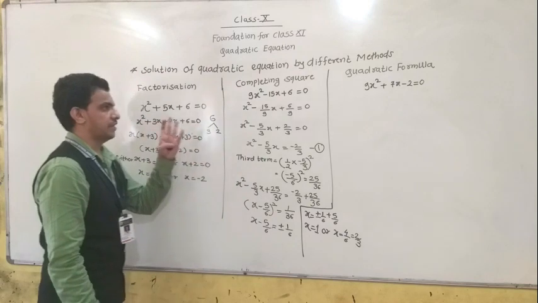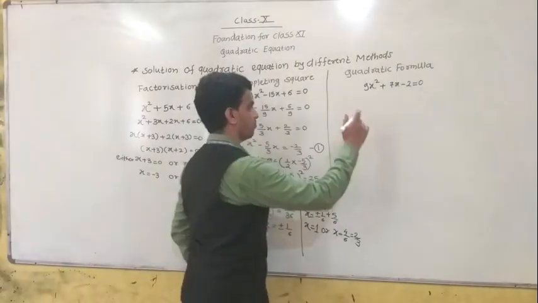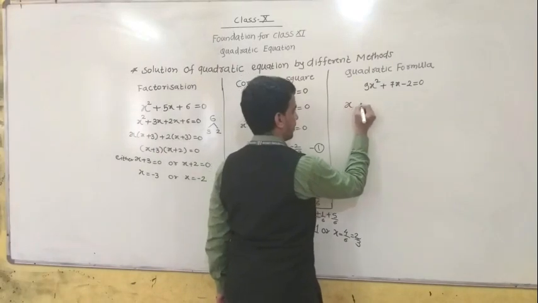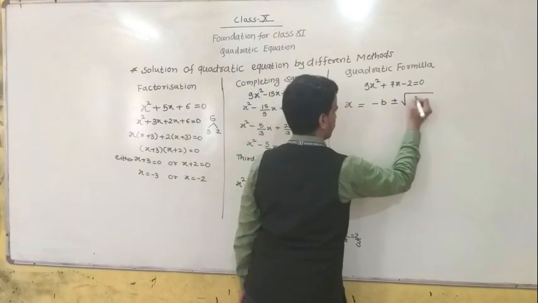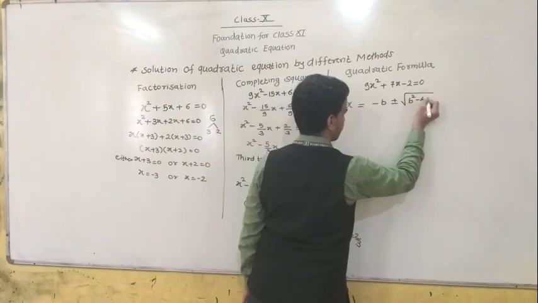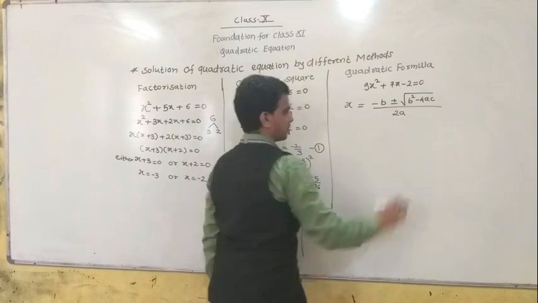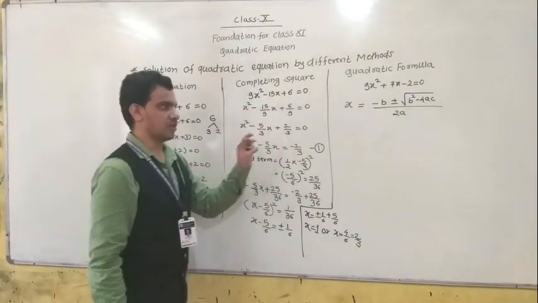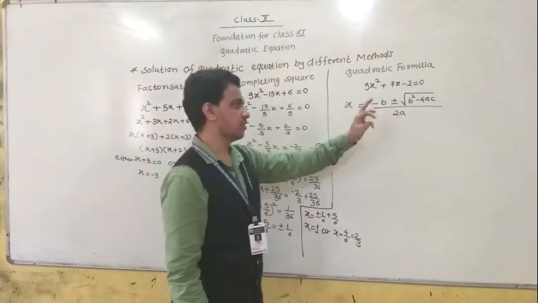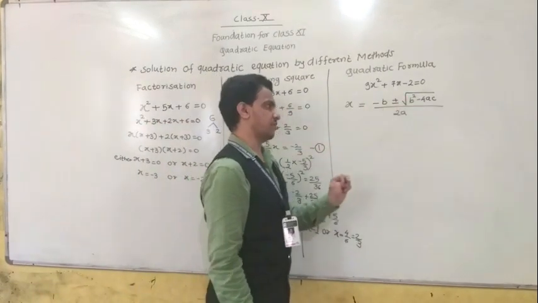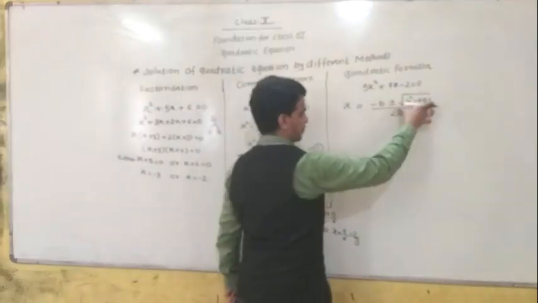Okay, and third one, that is the last one, is quadratic formula. So quadratic formula, we know that x is equal to minus b plus minus square root of b square minus 4ac upon 2a. This b square minus 4ac is called a discriminant, and roots of quadratic equations depend on this discriminant. Okay, so the nature of the roots we will discuss afterwards.